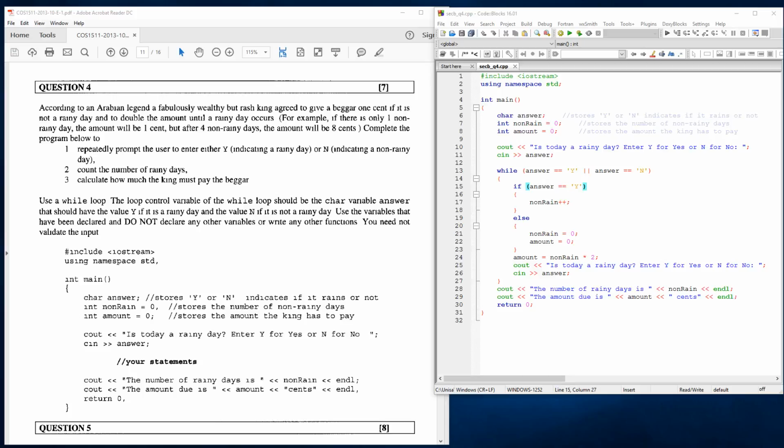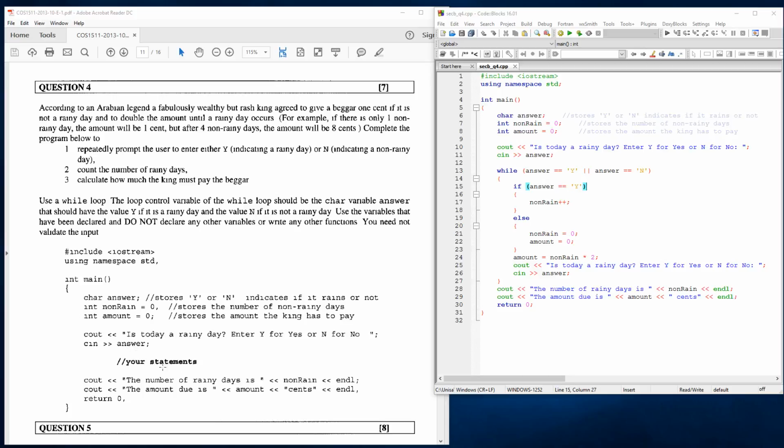Okay, so I've copied the snippets of code here according to theirs. You can see there they've got a char answer, int non-rain equals 0, int amount equals 0. So those are declared over here. Then it's got a cout statement. It says, is today a rainy day? Enter y for yes, or n for no, which I've got here. And then it accepts the user's answer.